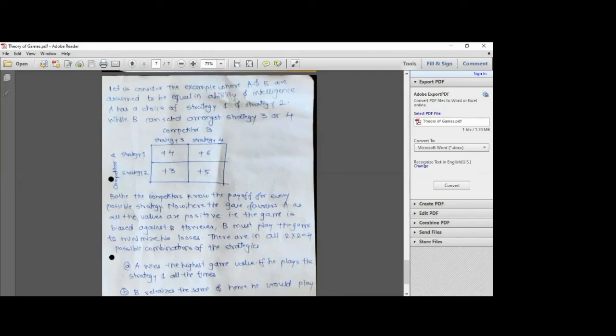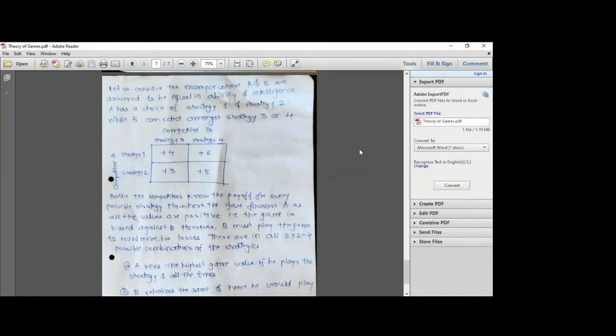Consider the example where A and B are assumed to be equal in ability and intelligence. A has a choice of strategy 1 and 2, and B has to select among strategy 3 and 4. Right? So here you can see there is a competitor B who has his strategy 3 and strategy 4, and here we have a competitor A, and he has strategy 1 and strategy 2.